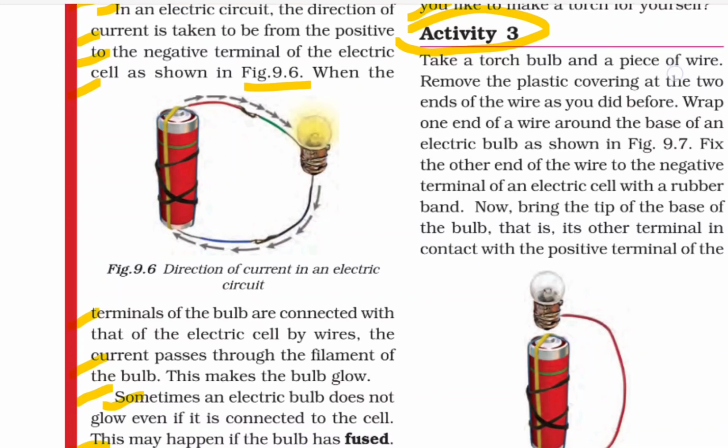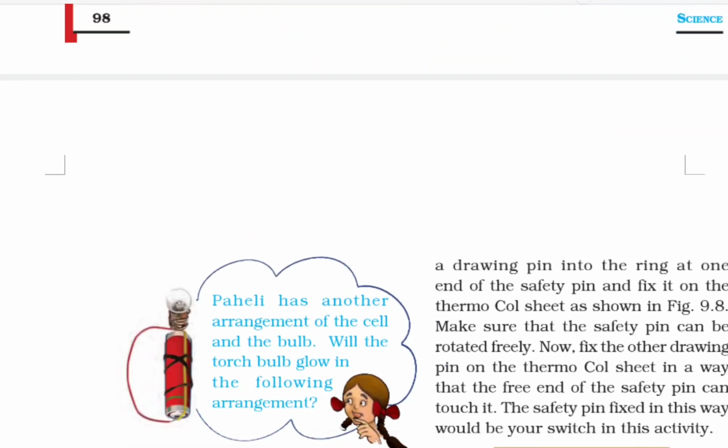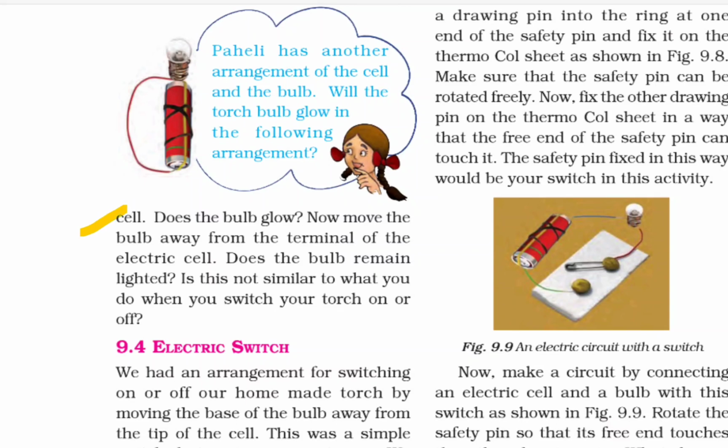Activity 3. Take a torch bulb and a piece of wire. Remove the plastic covering at the two ends of the wire as you did before. Wrap one end of the wire around the base of an electric bulb as shown in figure 9.7. Fix the other end of the wire to the negative terminal of an electric cell with a rubber band. Now bring the tip of the base of the bulb, that is, its other terminal, in contact with the positive terminal of the cell. Does the bulb glow?